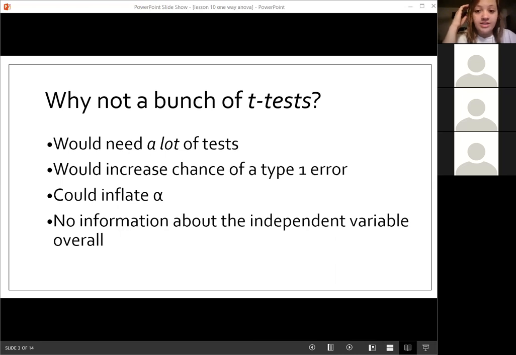If we increased that, it's also going to inflate alpha. Remember, alpha represents our probability of a type 1 error. And then the other idea here is that we wouldn't have information about the independent variable overall. We would just have information about each one specifically. So that's the main idea there, why we wouldn't use a bunch of t-tests.